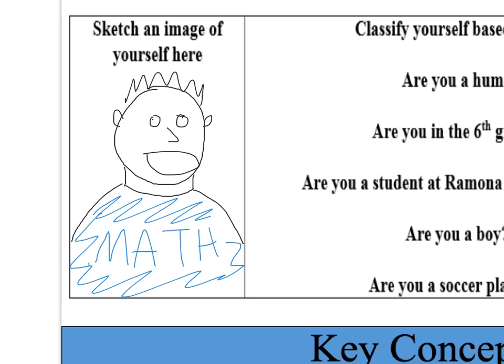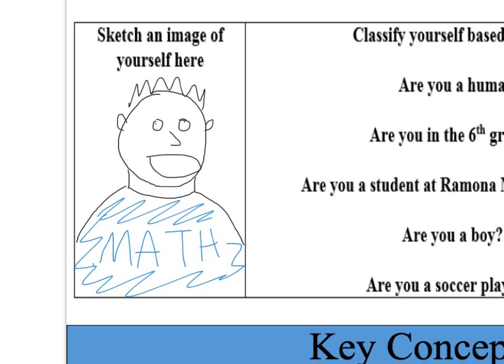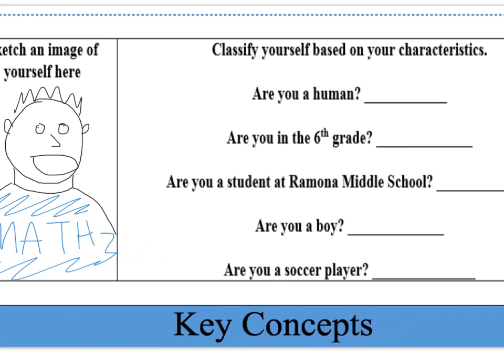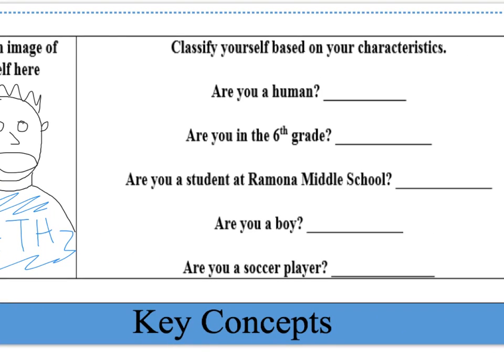Alright, now that we've drawn ourselves, let's classify ourselves based off of these characteristics. Your answer is going to be different from mine because we're two different people. Our first question says, are you human? Yes, I'm going to write that down. Second question, are you in the 6th grade? I am not, but your answer might be different. Are you a student at Ramona Middle School? I am not, but your answer will be different. Are you a boy? Yes, your answer may or may not be different. Are you a soccer player? No, your answers may be different than mine.